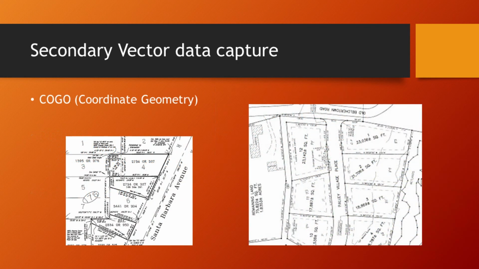The next one is COGO, or coordinate geometry. It is a contraction of the term coordinate geometry, a methodology for capturing and representing geographic data. It uses survey bearing and distance to define each part of the object. COGO data are very precise measurements and often regarded as the only legally accepted definition of land parcels.